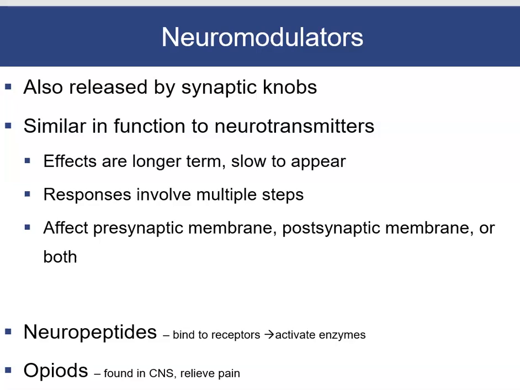So neuropeptides tend to bind to receptors to activate enzymes. An example of a neuropeptide is the opioids. These are found in the central nervous system. These are naturally occurring pain relievers, such as endorphins and enkephalins. Opium is named after this, opium and morphine. These are drugs that work very similarly to these natural opioids.